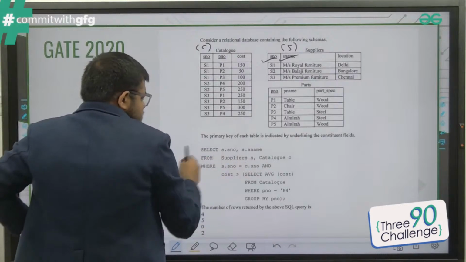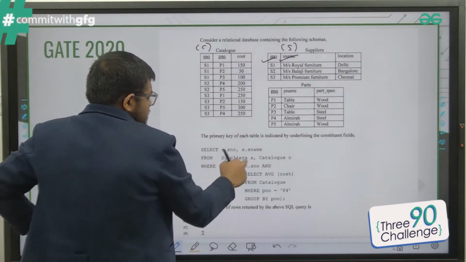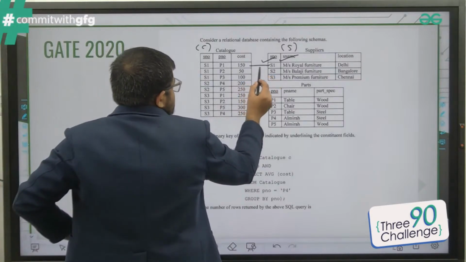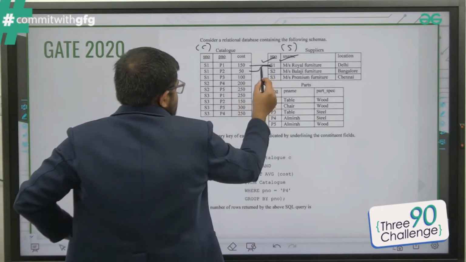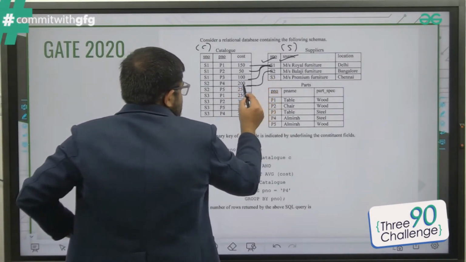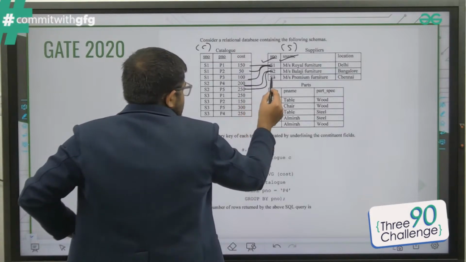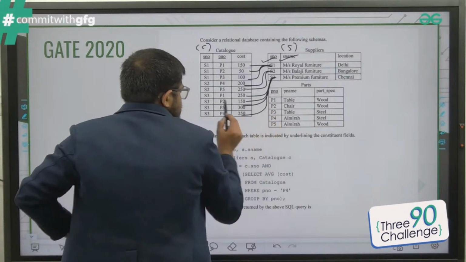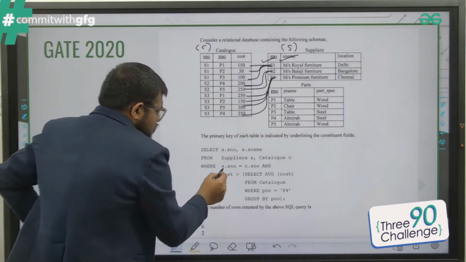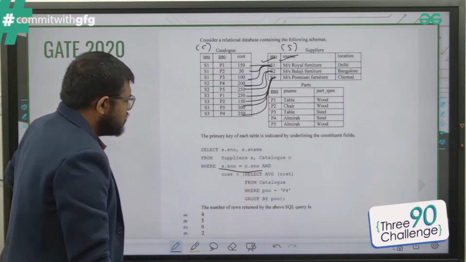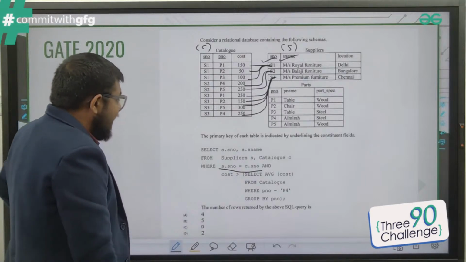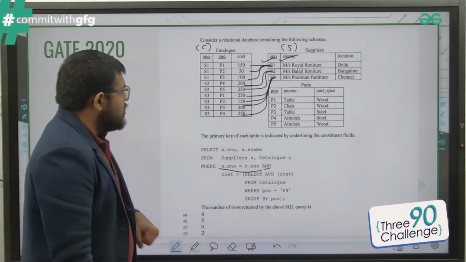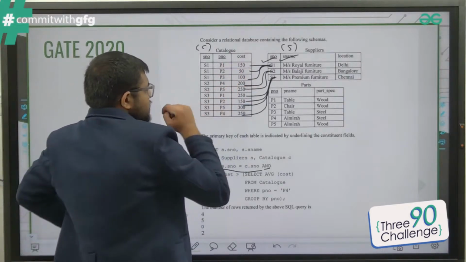the values which match this condition, where S dot S number is equal to C dot S number. So this S1 will match with this, and this with this, and this with this. S2 will match with this, S2 will match with this, and S3 will match with this, this, this, and also this. Okay, because they are only taking the tuples where S dot S number equals C dot S number. And one more condition must be satisfied: cost is greater than some value. So this cost must be greater than some value.